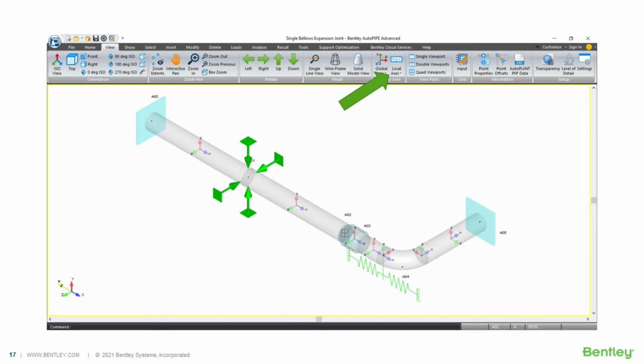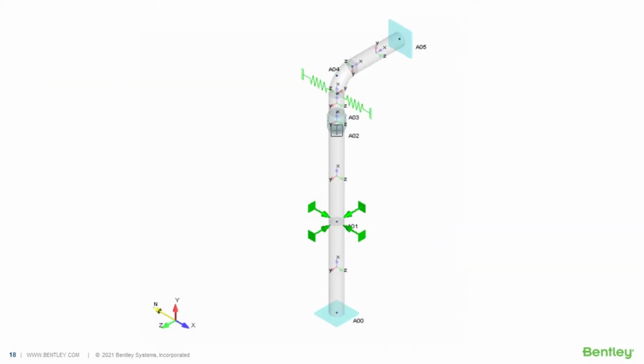From this, it's very easy to see your local Y and Z directions, with X always being along the axis of the pipe. And this is just an example. If it were mostly vertical piping, it's still really clear to see that local axis information. Again, X is along the axis of the pipe, and Y and Z are your bending or shear stiffness values.